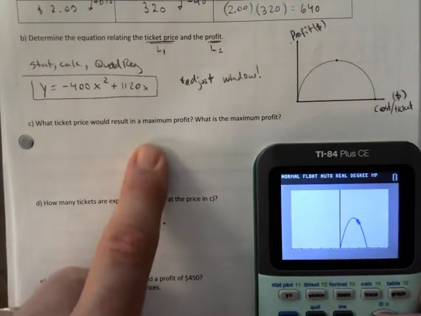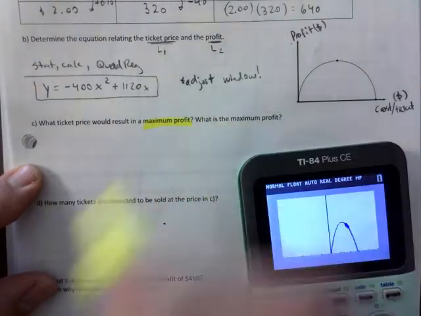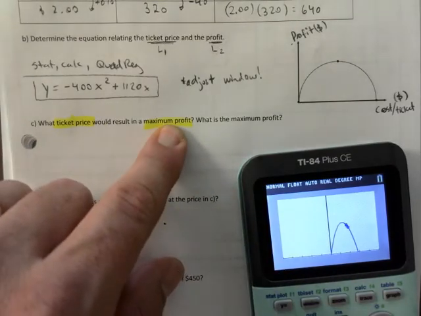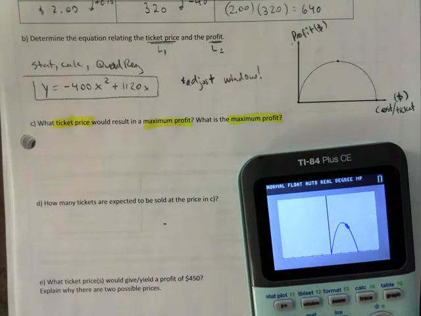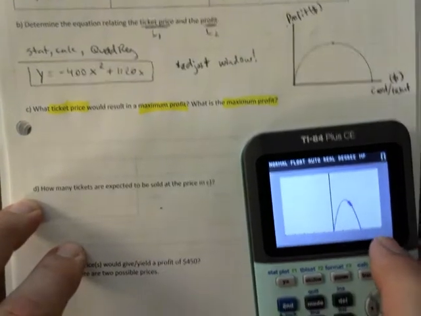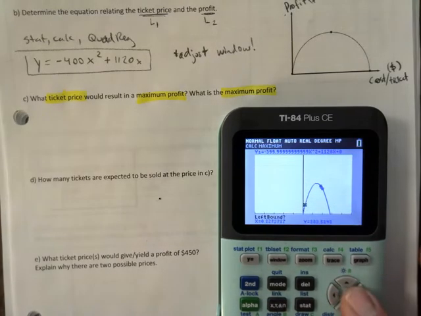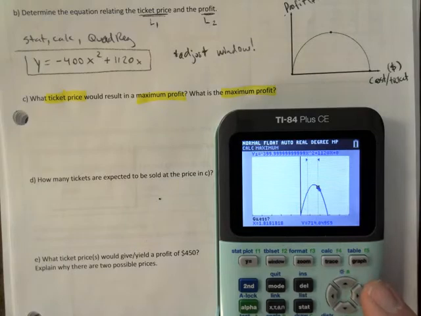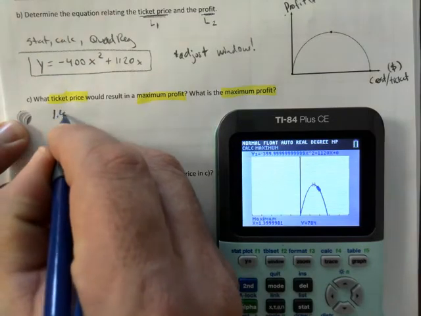What price would result in a maximum profit? Maximum profit. And what's the ticket price that would give you the maximum profit? And also, what is the maximum profit? Both of them will be given by the vertex. Okay, second trace for maximum, enter, enter. And that's 1.40.